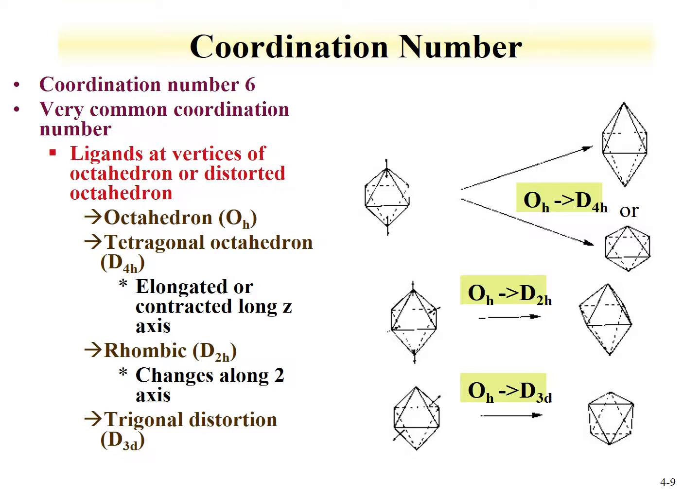Going to coordination number 6, which is a very common coordination number, the basic structure would be this octahedron, and the symmetry can be varied by either stretching or squishing the points on this octahedron. We can get a tetragonal octahedron, a rhombic, that's what's shown here, or a trigonal distortion, where basically we have rotation within the octahedron. But the fundamental shape is an octahedron, and the other geometries are variations on that shape.